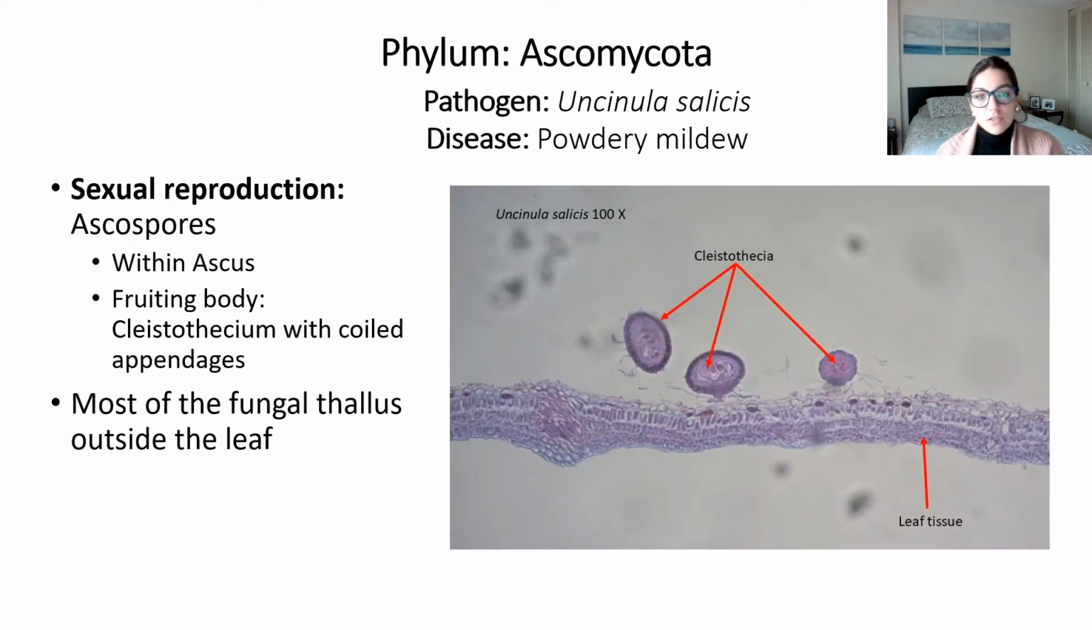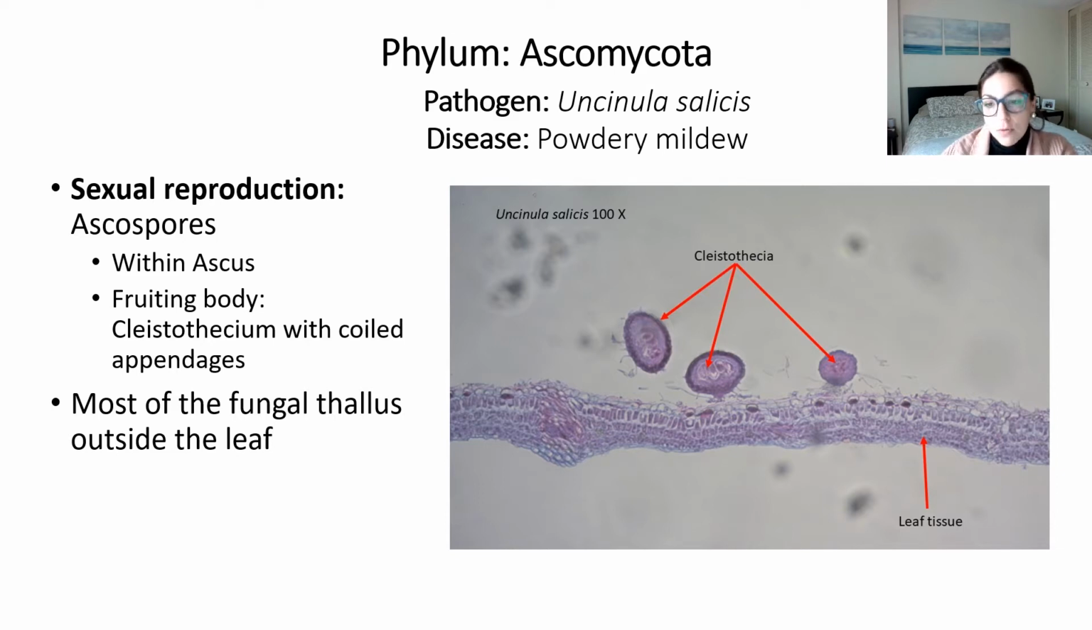Now we'll switch to the phylum Ascomycota. And first we're going to review, because we have already studied the powdery mildews. The first powdery mildew we have is Uncinula salicis, and this fungus as well has two different kinds of reproduction. At first we have the sexual reproduction, which is through ascospores, which are produced within an ascus, and those asci are within a fruiting body, which is the cleistothecium. In the case of Uncinula, it has coiled appendages.